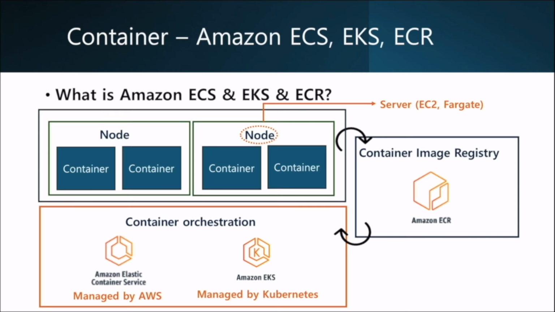Here is a more graphic representation for what is Amazon ECS, EKS, and ECR. You can see in each individual node there are two containers. And in that node, there is a server, EC2 and Fargate. From the nodes, they transfer to Container Image Registry, which we also know as Amazon ECR. And that container transfers to container orchestration. Within container orchestration, there is Amazon Elastic Container Service, and there is Amazon EKS. These are managed by AWS and managed by Kubernetes, respectively.